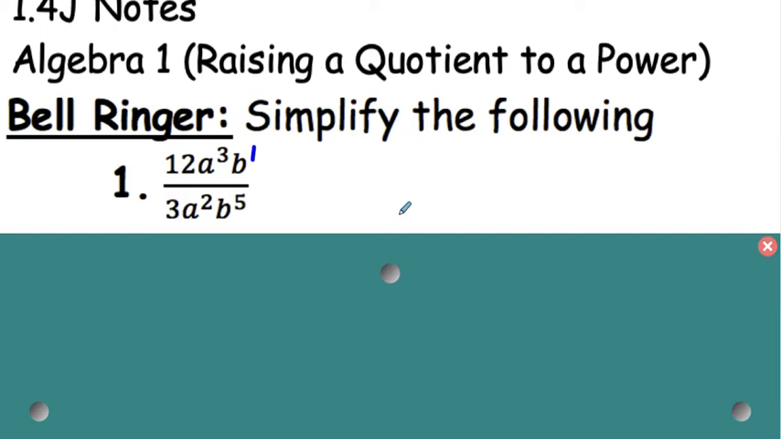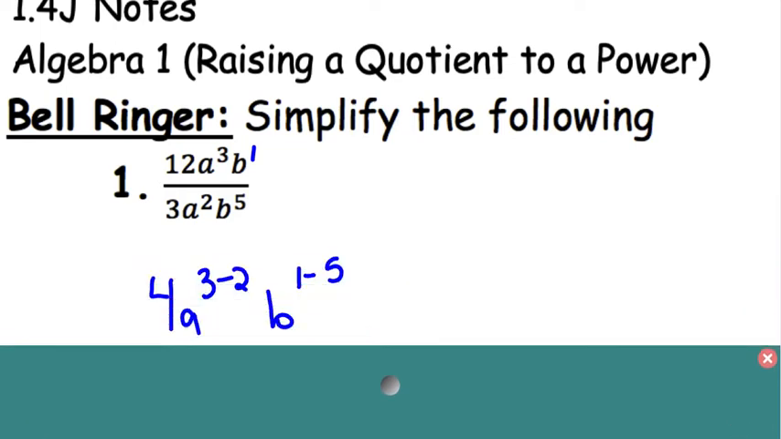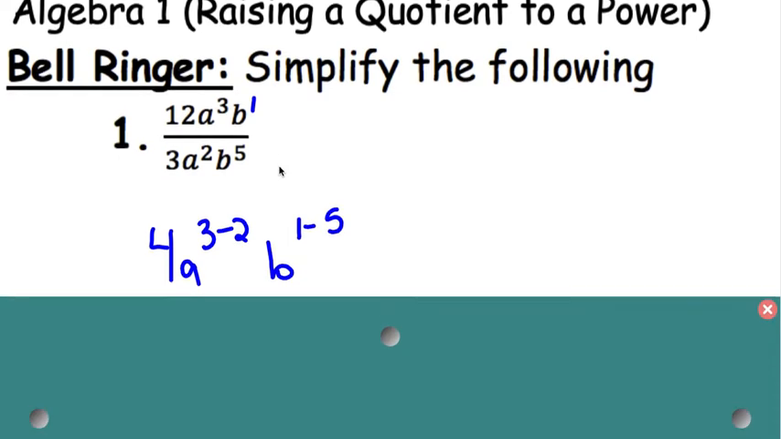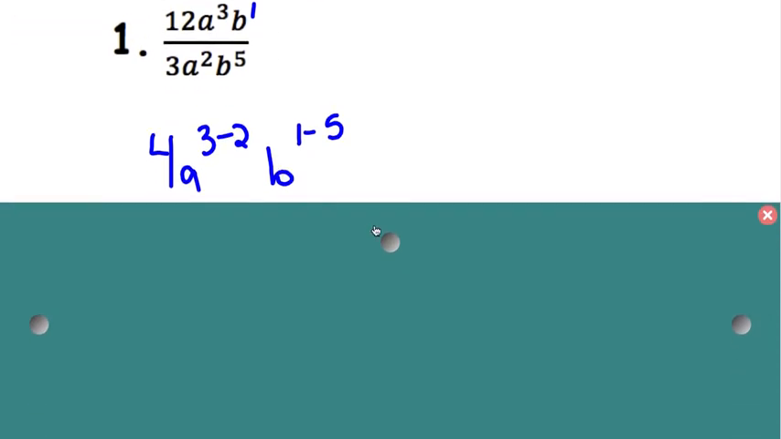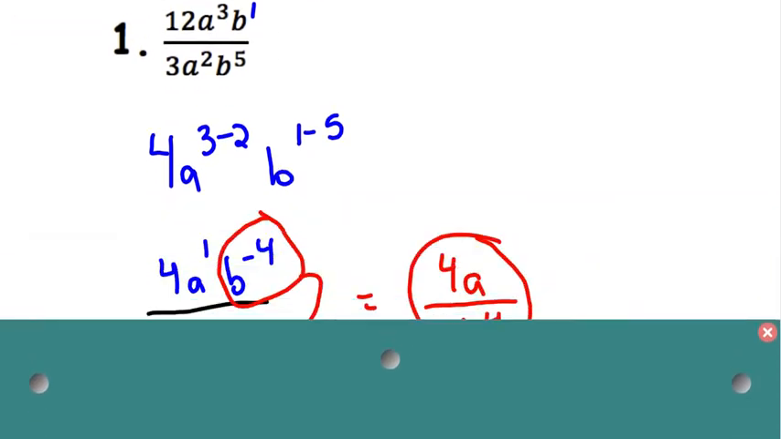12 divided by 3 would be 4. And then we take our variables, and since they are being divided, we subtract the exponents. So a to the third divided by a to the second, we would subtract 3 minus 2. And for b to the first divided by b to the fifth, we would subtract 1 minus 5. Next step, just subtract those numbers. 3 minus 2 is 1, and 1 minus 5 is negative 4.